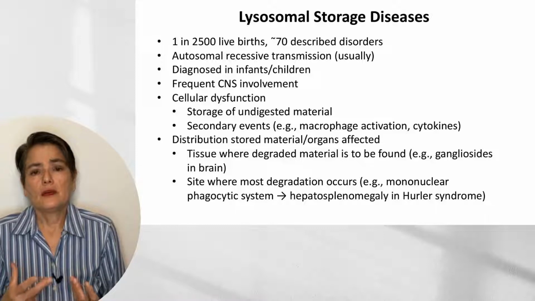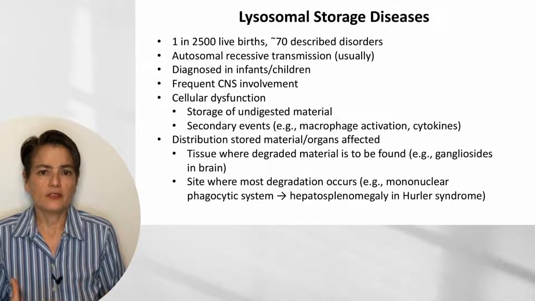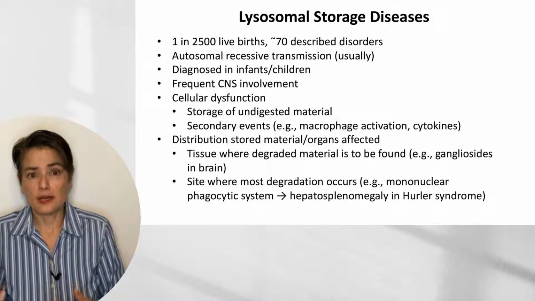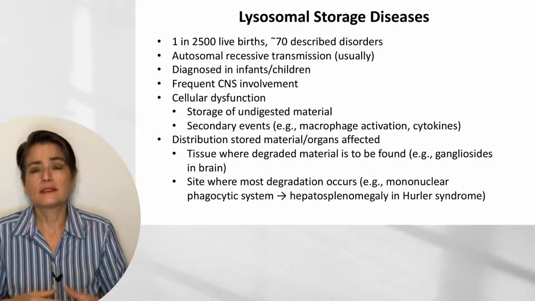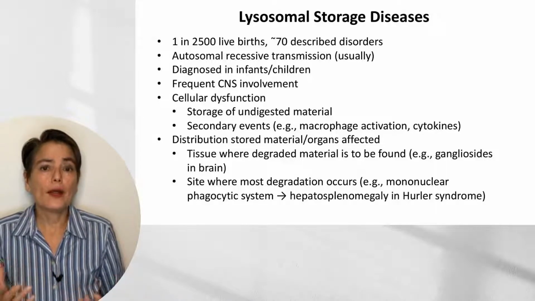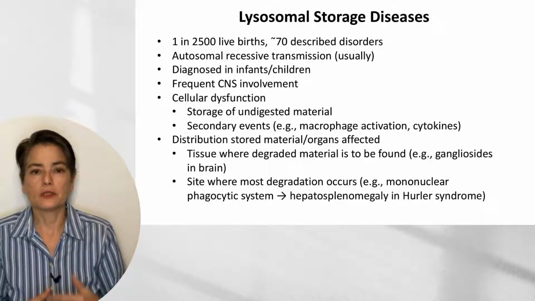So the organs and distribution of these different diseases depends on 2 factors. One, where is the degraded material found? So gangliosides are in the brain. That's why we see when we have defects in these enzymes, it's going to have central nervous system effects. The other issue is, where does degradation occur? So in the gangliosides in the brain, the degradation also occurs in the brain.